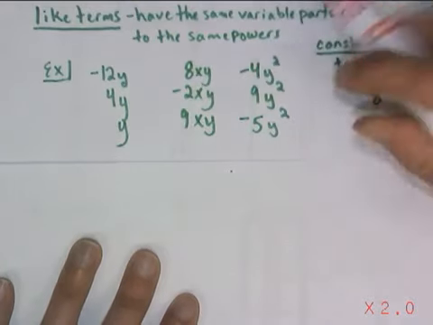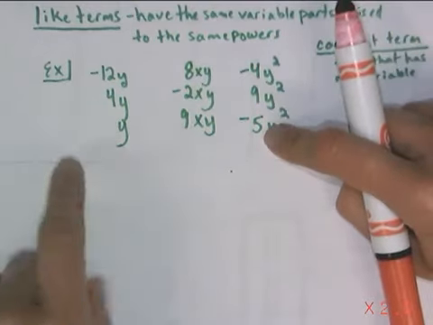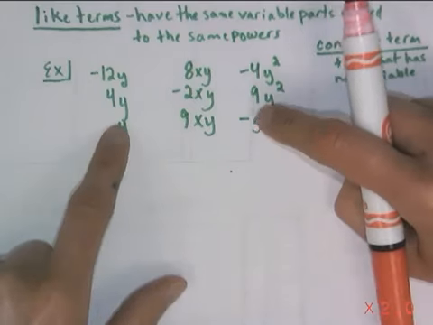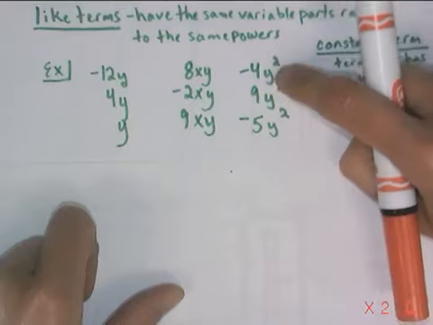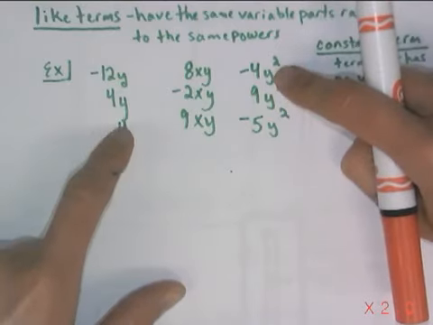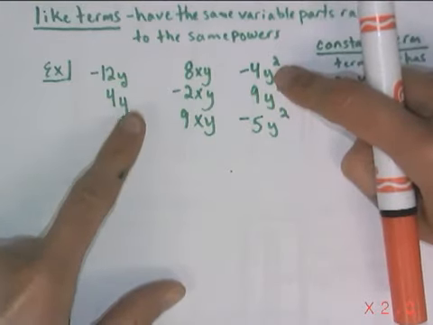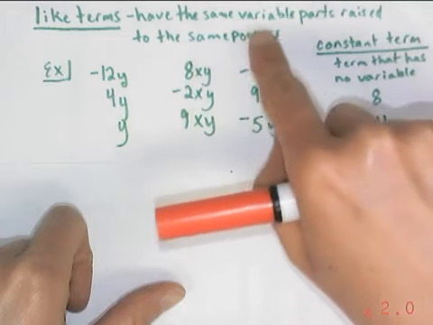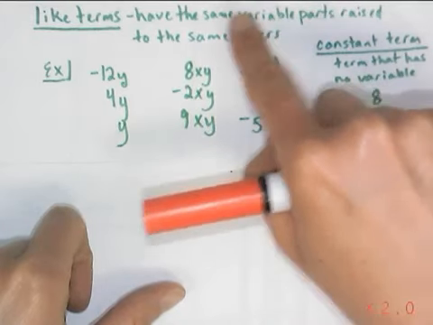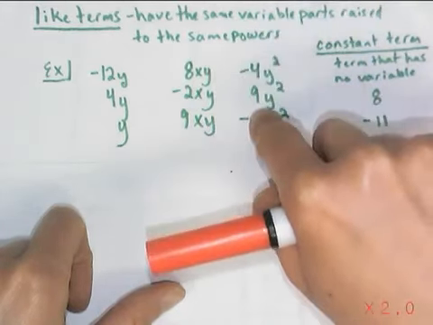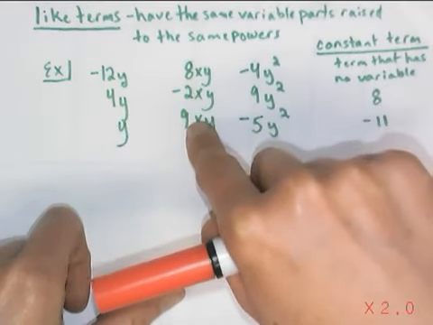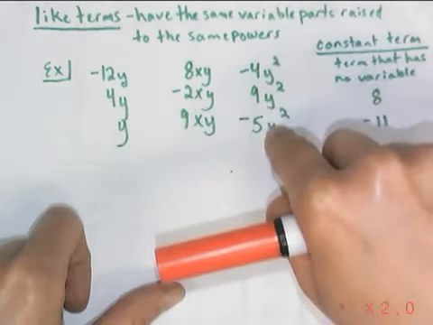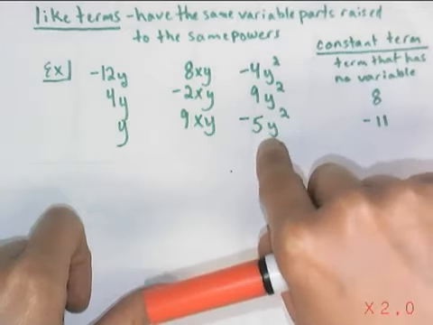This last column is still different than the first column because even though they both used y, in the third column it is being raised to the power of 2, and in the first column it's really being raised to the power of 1. So like terms must have the same variable parts and the same powers. So only these are able to be combined, only these are able to be combined, and because these are like terms, we can combine them.